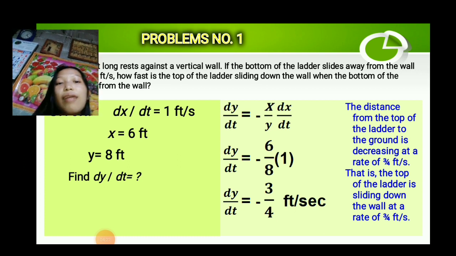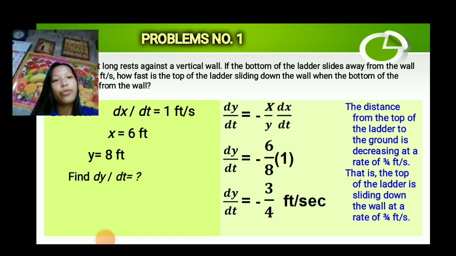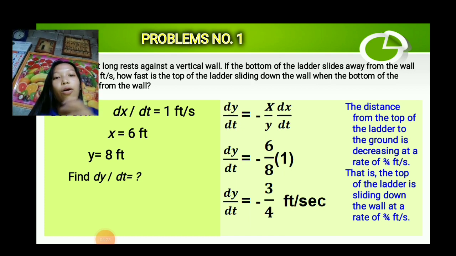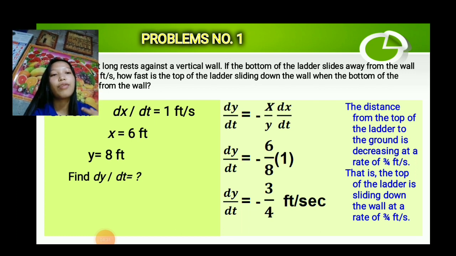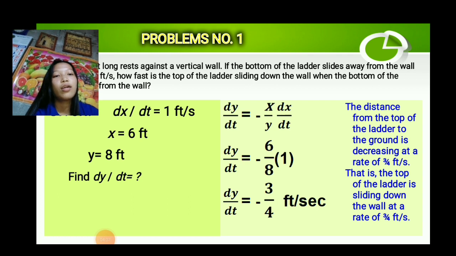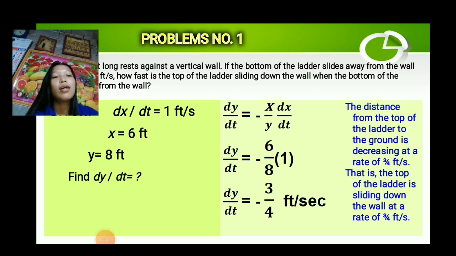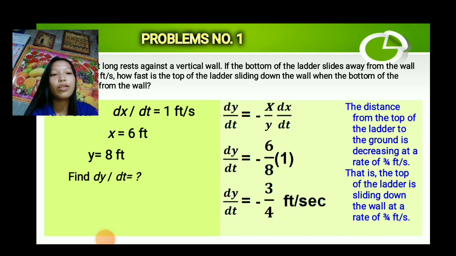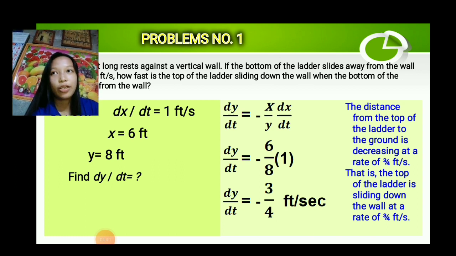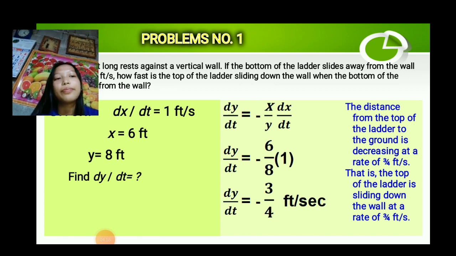Since we found that the value of y is 8 feet using the Pythagorean theorem, all we have to do is substitute the value of x and the value of y. That is negative 6 over 8 multiplied by 1, because dx/dt equals 1. This is not divisible further, so we can only reduce the fraction. That becomes negative 3/4 feet per second.